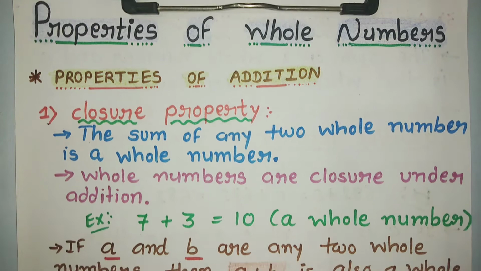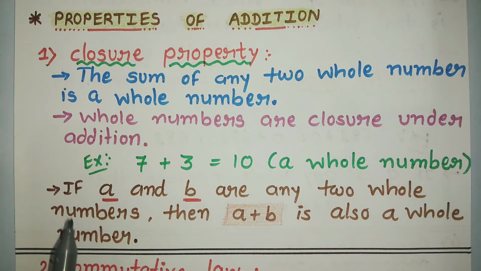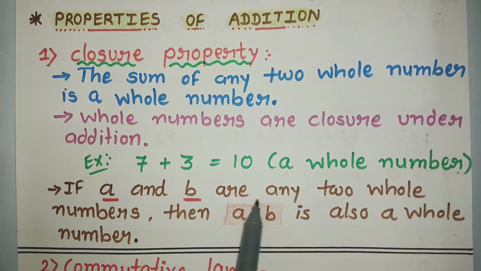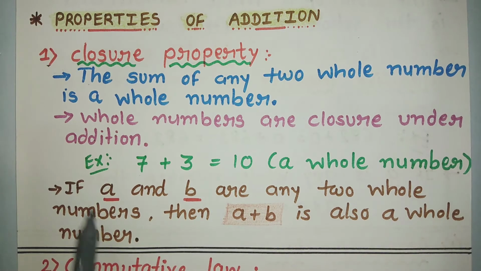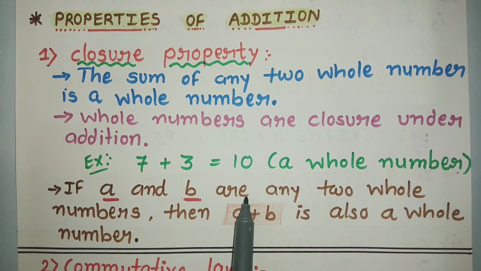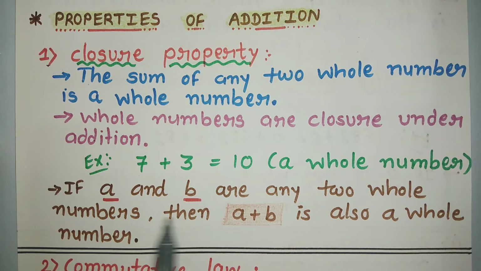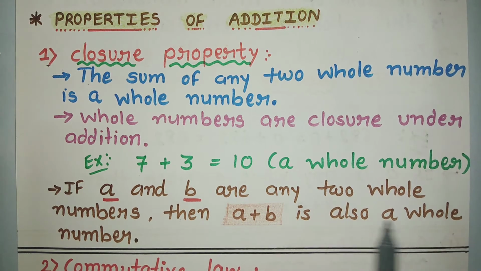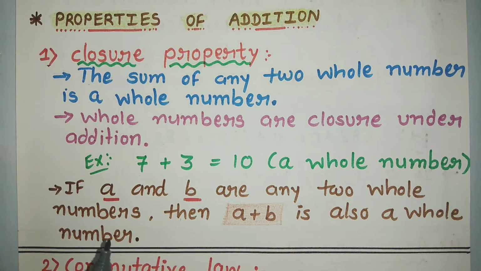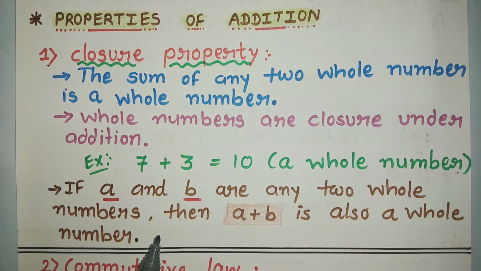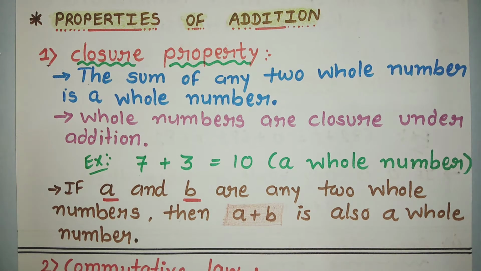So here the universal rule is that if A and B are any two whole numbers, then A plus B is also a whole number. You have to learn and remember this property, because after the next exercise we will use these properties to solve the sums. So if A and B are whole numbers, then the addition of the two numbers is always a whole number.